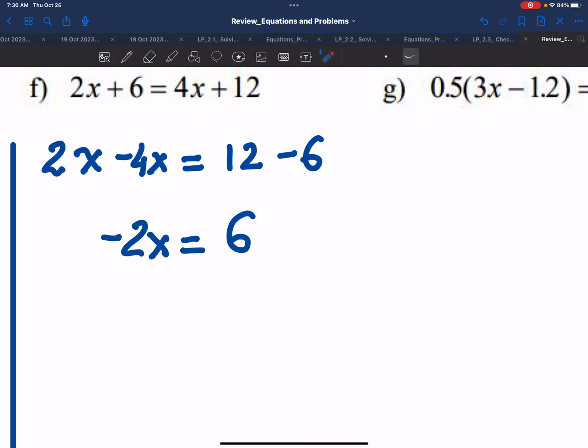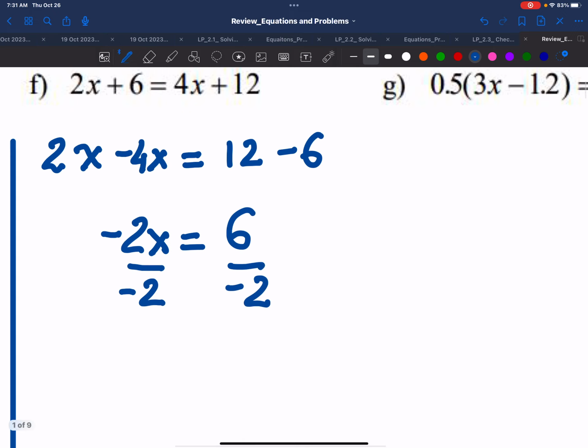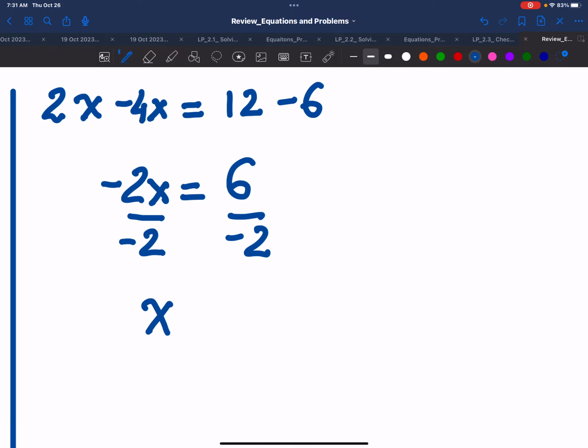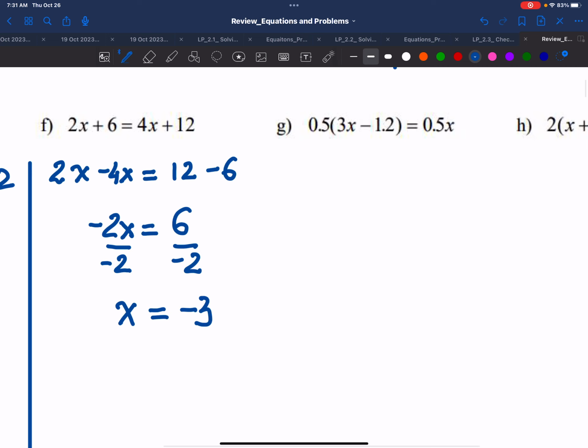Now we're isolating x from a number multiplying it, which means that we need to divide both sides by the number multiplying it. So that will leave x all by itself on the left side, isolated, and the right side is negative 3. So x equals negative 3.